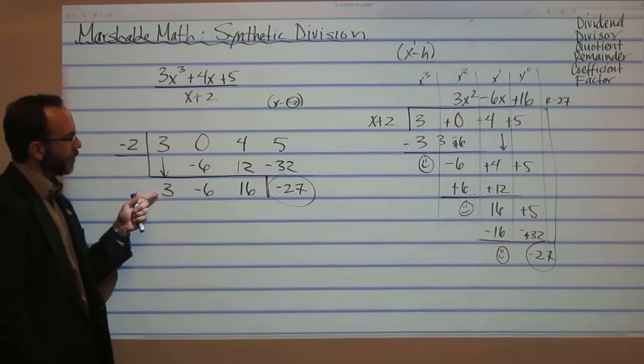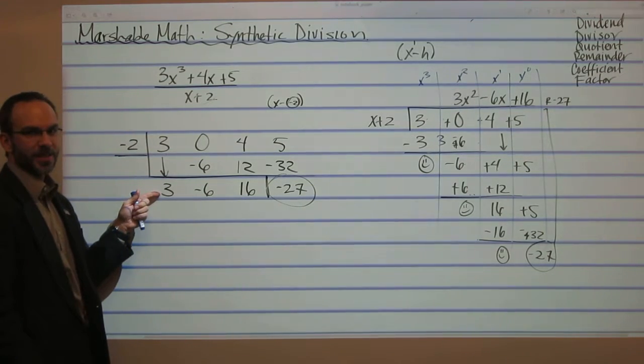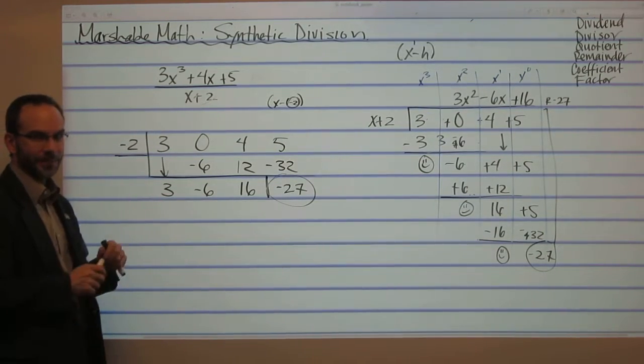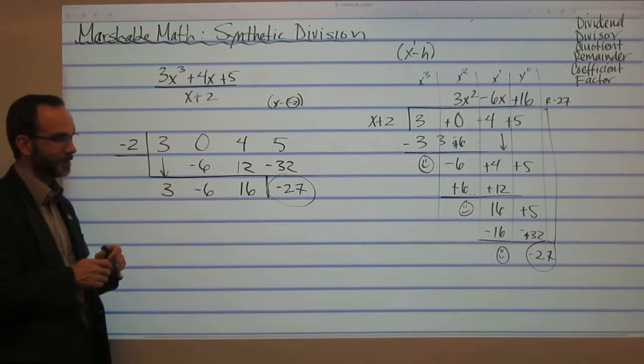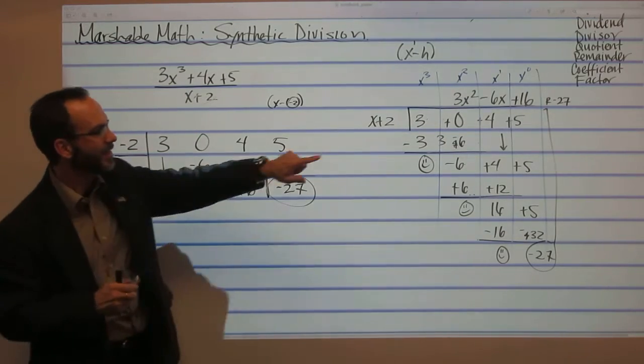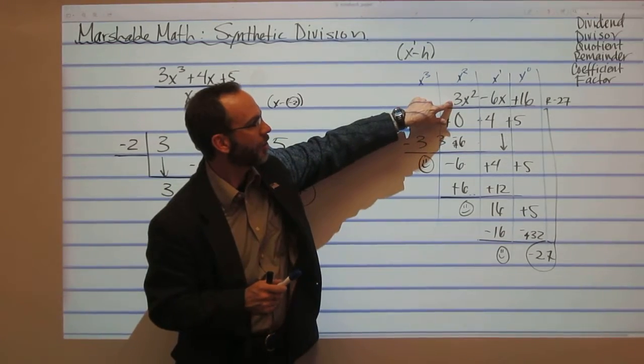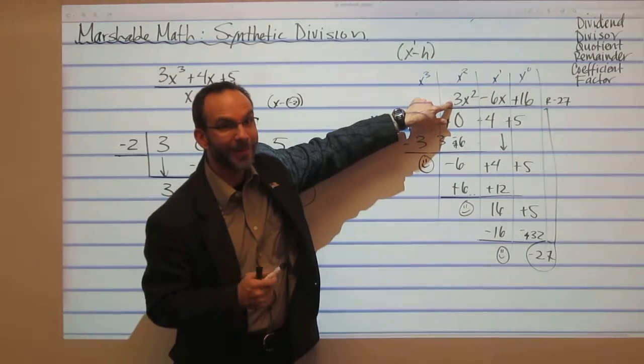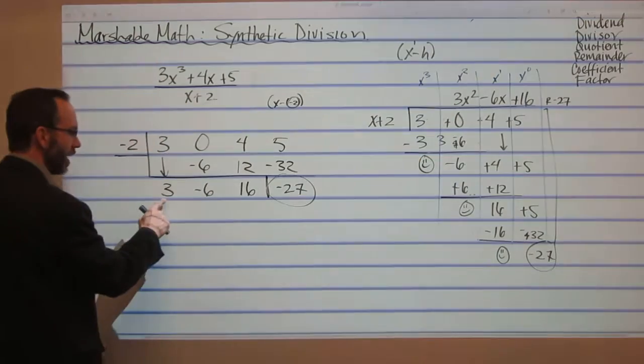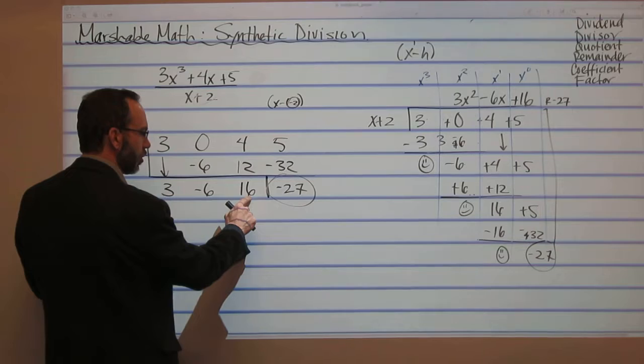Look through now and see if you can find a 3 and a negative 6 and a 16 in a row like that. Press pause if you need to. But you got to find it. It's so good when you find it. Is it not the coefficients on your quotient? It is. So this right here, these are the coefficients on your quotient.